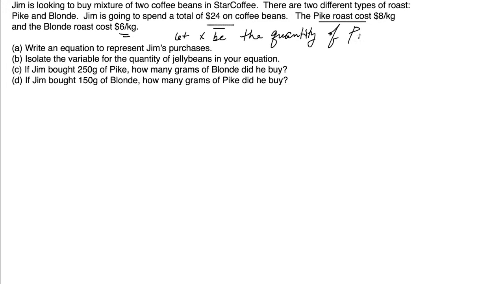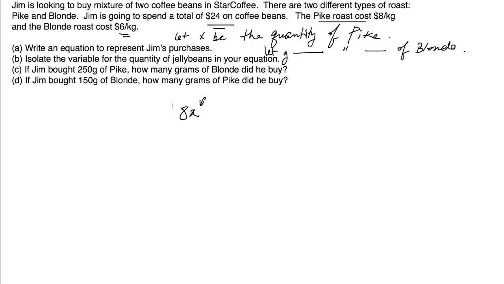of Pike. Okay, and similarly, let Y be the quantity of the Blonde roast. Okay. Then, for every kilogram of Pike roast, it costs $8. It's going to say 8x.